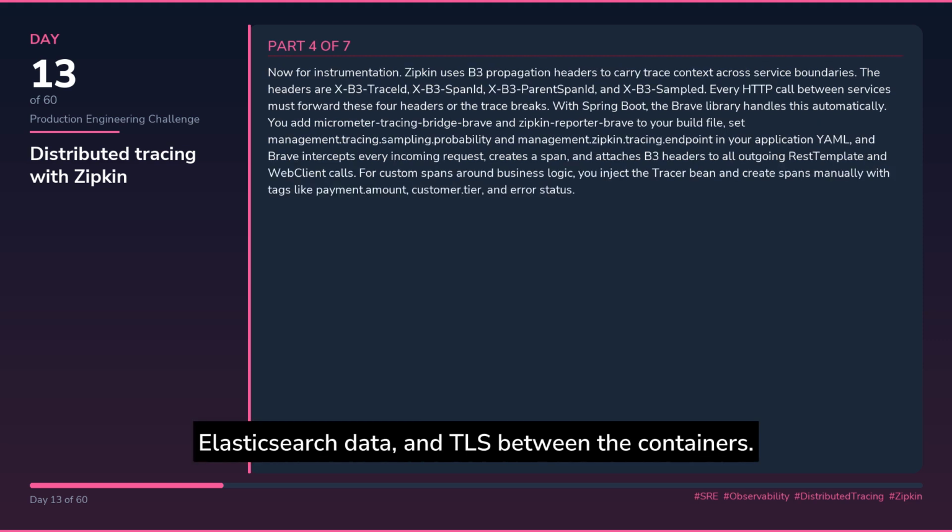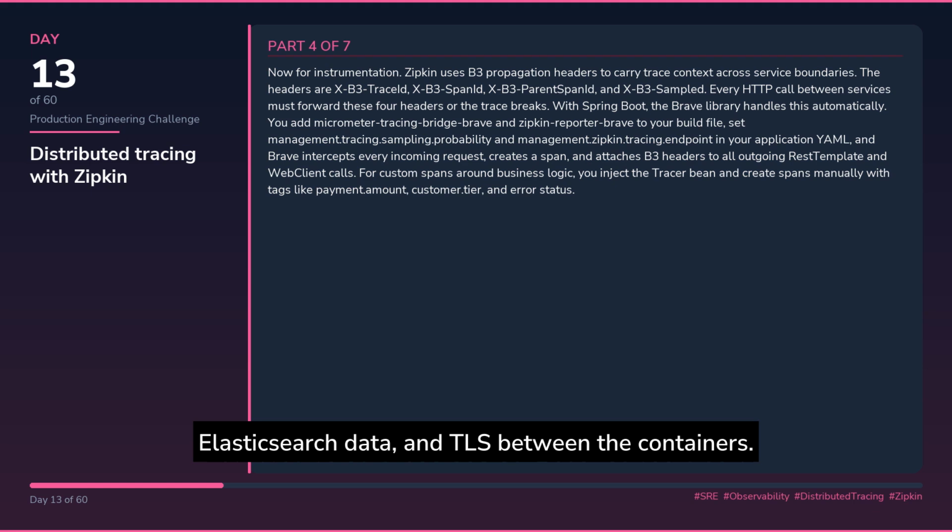Now for instrumentation. Zipkin uses B3 propagation headers to carry trace context across service boundaries. The headers are X-B3-TraceId, X-B3-SpanId, X-B3-ParentSpanId, and X-B3-Sampled. Every HTTP call between services must forward these 4 headers or the trace breaks.